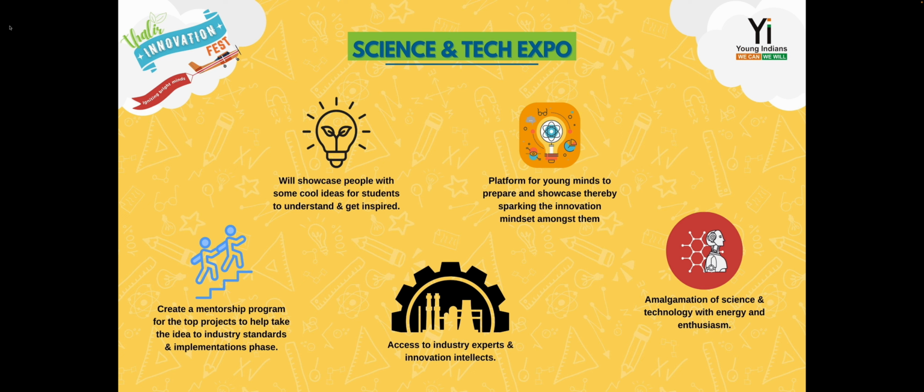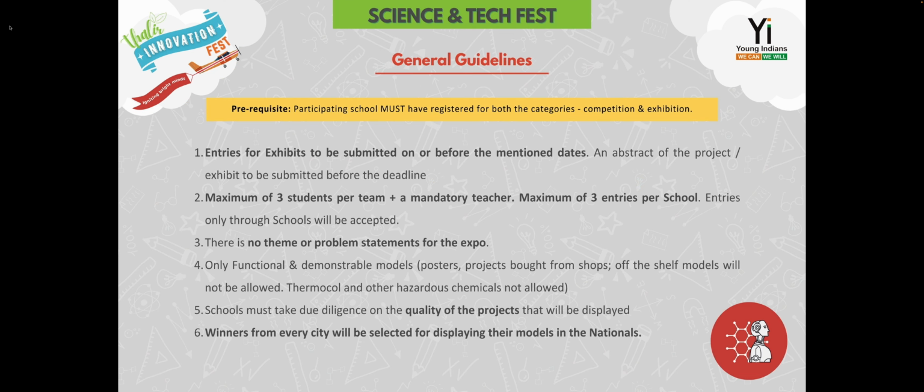Now, the general guidelines for the Science and Tech Fest: the participating school must have registered for both categories. Like I said, they can't pick and choose only Design Thinking or Science and Tech Fest, so it has to be both. And the entries for the exhibits have to be submitted on or before the mentioned date. For example, if you are doing the city level on April 15th, you should decide a week before what the abstract is of what they are trying to do, so that the school submits it to you in advance.